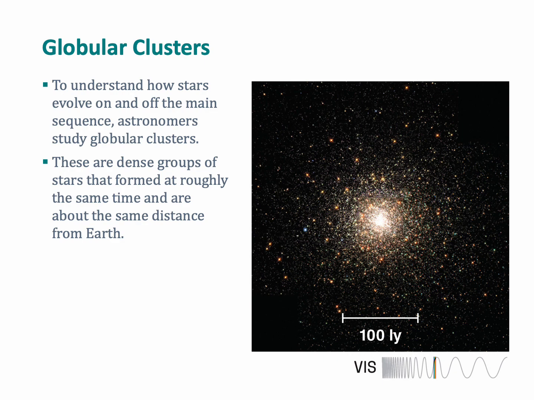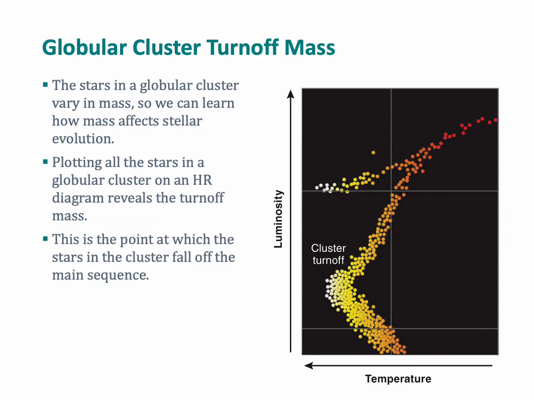When we put all the stars in a cluster onto the HR diagram, we see that stars follow the main sequence, and at some point, at some luminosity and temperature, stars turn off from the main sequence. There aren't any stars up here on the main sequence. There were at some point, but now they've left the main sequence and moved on with their evolution.